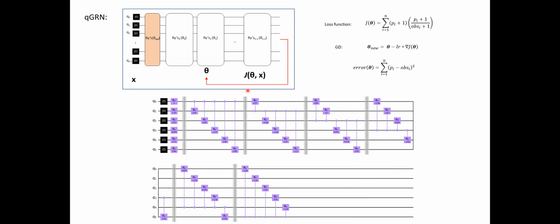A little more detail about the quantum circuit: the loss function for the optimization process is similar to KL divergence, and the gradient descent update is the actual value minus the learning rate times the gradient with respect to theta. And just in case, I also compute the error, which is the sum of the squares of the differences between the observed probability and the output probability.